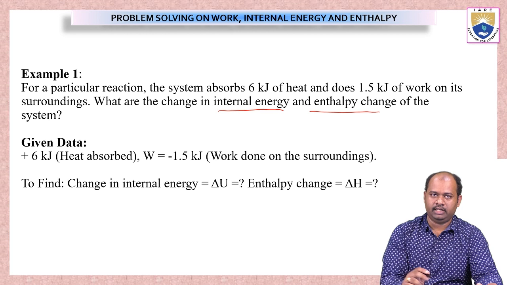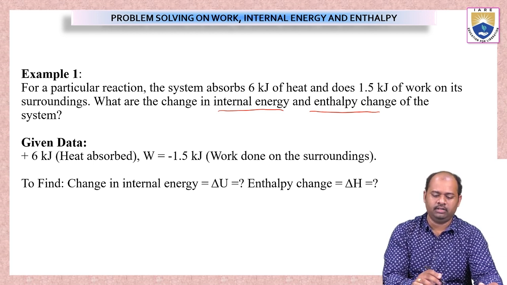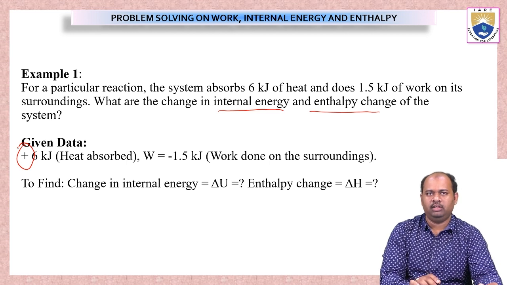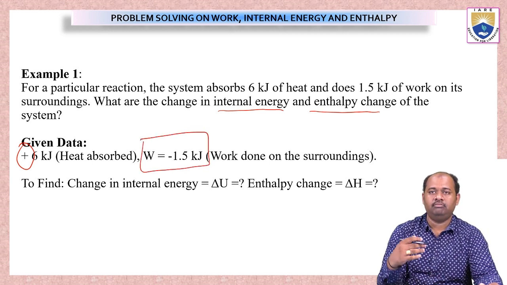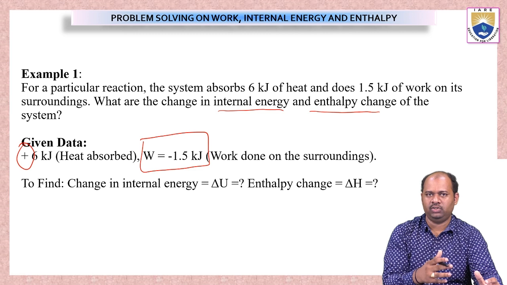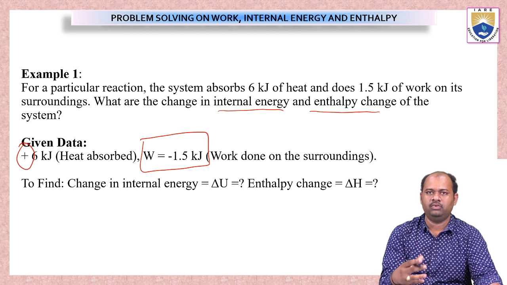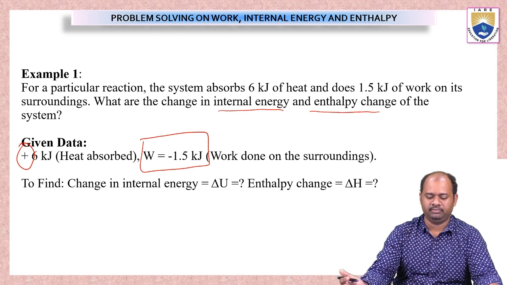Now let us see what is the given data. First of all, the given data in this question is 6 kilojoules of heat which is added to the system. So it is taken as positive sign. If the heat is taken out of the system, then it is taken as negative. And work done is done by the system on the surroundings. So the system has absorbed 6 kilojoules of energy or heat and it has done some work on the surroundings. Because the work is taken out of the system, we have to use negative sign here in order to indicate the work is done by the system.